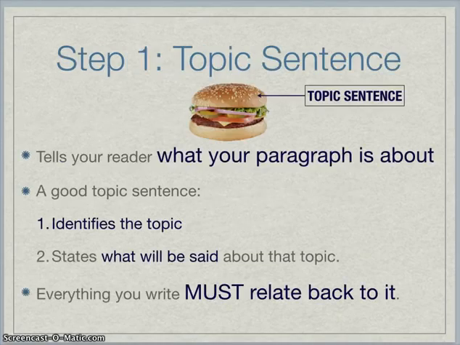So let's start at the beginning, the topic sentence. This is the first thing you're going to write in any paragraph. It tells your reader what your entire paragraph is going to be about. A good topic sentence has to do two things. It has to identify the topic, but it should also say a little bit about what you're going to say about that topic. The bottom sentence here on this slide is super important. Everything that you write after the topic sentence must relate back to that topic that you identify in the beginning.